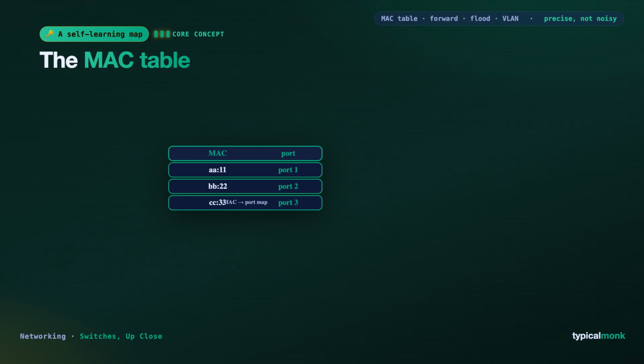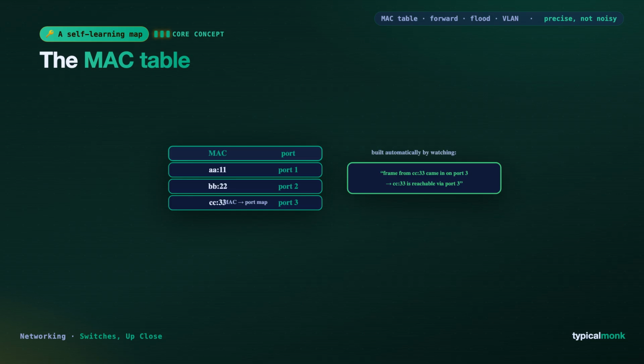Knowing devices have MAC addresses, the switch now needs to remember which device is on which port. It does this with the MAC address table. The MAC address table is simply a lookup. It stores which MAC address lives on which physical port of the switch. Port 1 has this device, port 2 has that one, and so on. This table is the switch's entire map of the local network, the knowledge that lets it deliver frames precisely instead of blindly. Without it, a switch would be no better than a hub.